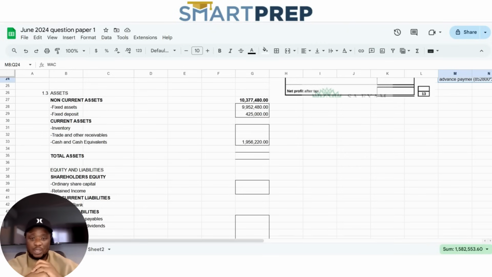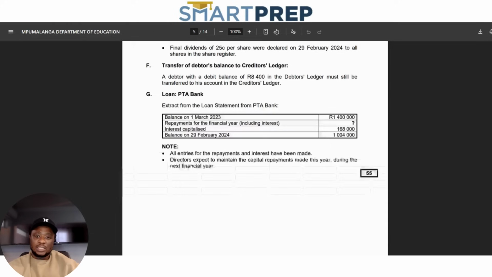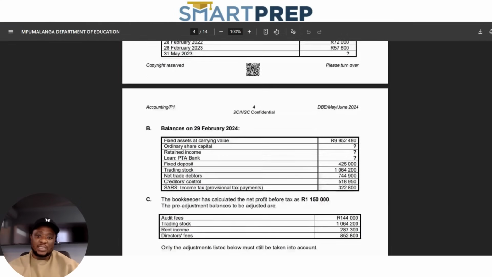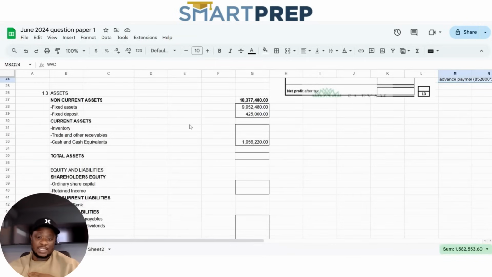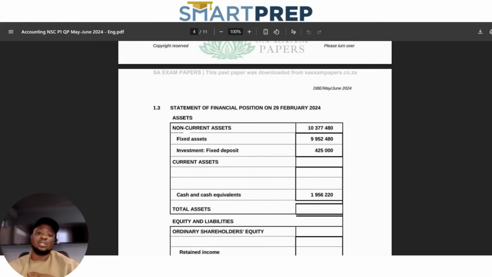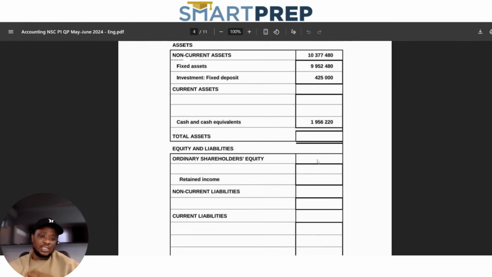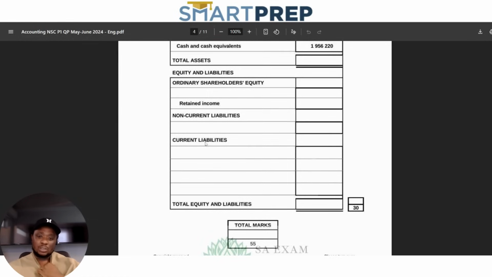All right, without wasting any more time, let's get into this question. The question basically is we need to complete the statement of financial position. It says that there are some amounts provided already in the answer book. So basically, this is the answer book, this is how it looks. You can also see that you've got some amounts in the asset section, but no amounts really in the equity and liabilities section. So let's get straight into it.